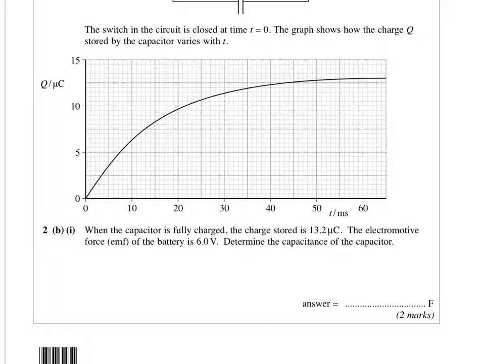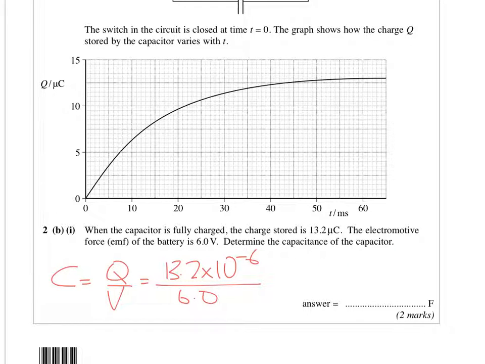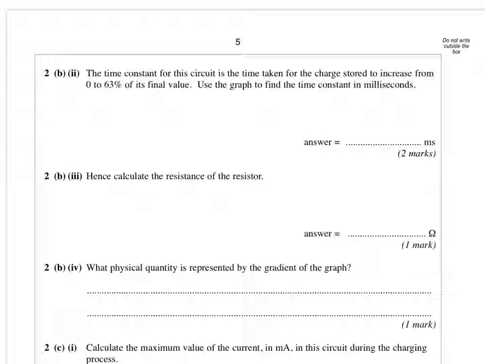Okay, so towards the equation I was just talking about, Q over V. So it would be 13.2 times 10 to the minus 6 divided by the potential difference, which is 6.0, and if we do that we'll end up with a value of 2.2 times 10 to the minus 6 farads. Okay, so that's that one. So let's go on to the next question.